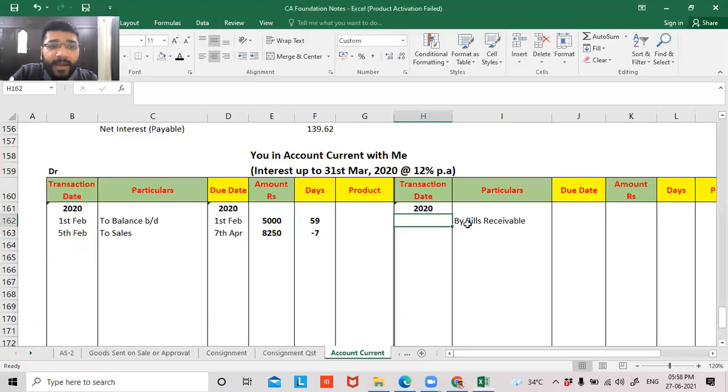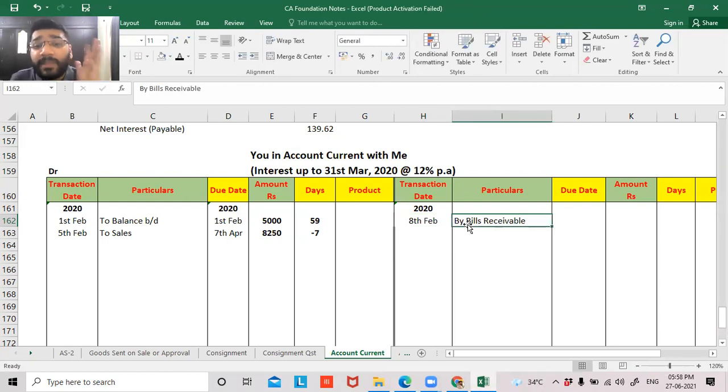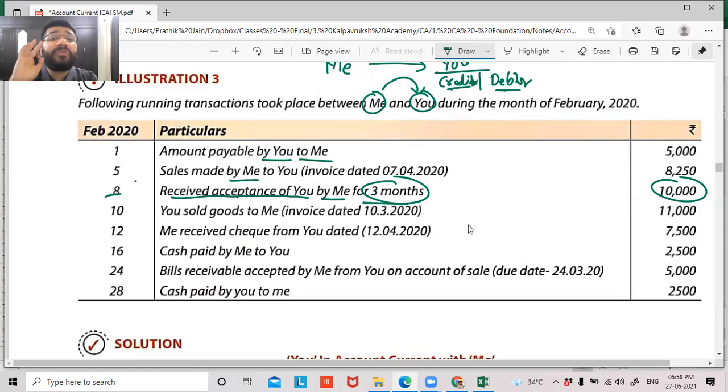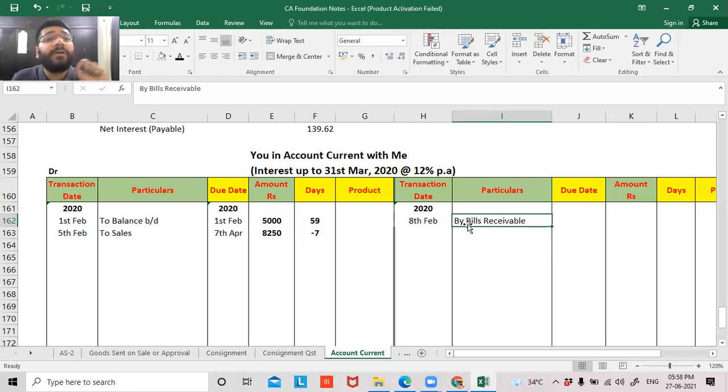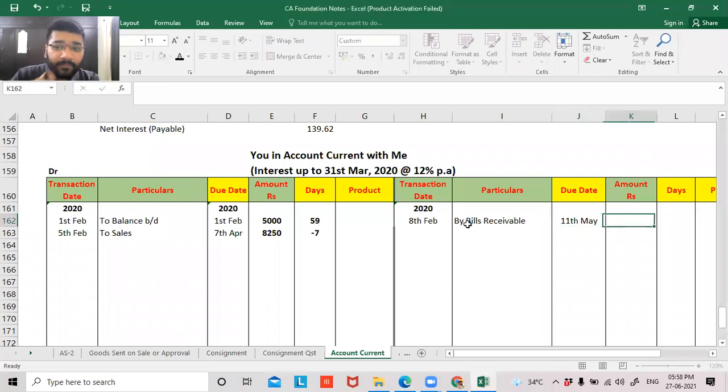It is on 8th of Feb, guys. Transaction date is 8th of Feb. On 8th of Feb, the acceptance is given. And it is for 3 months, guys. Feb, it is given. So can I say 3 months from Feb means March, April, May. May 8th plus 3 grace days: 9, 10, 11. So can I say 11th of May is the due date? Yes or no? Yes, sir. 11th of May is the due date.